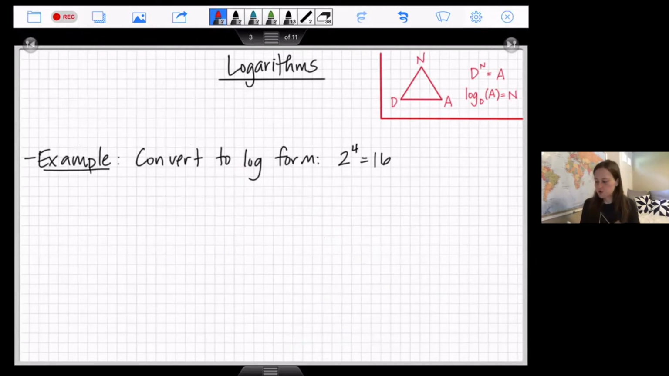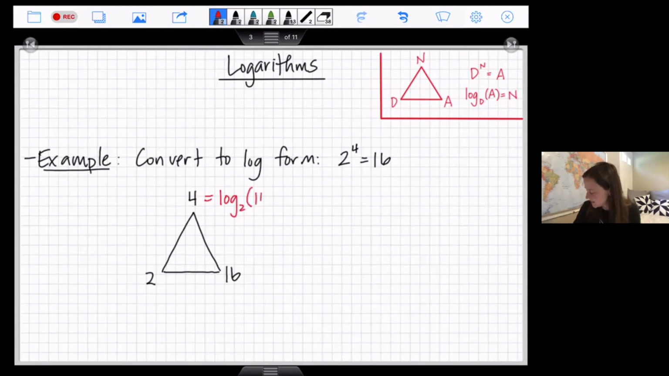I'm going to put that on a triangle. So I draw my triangle and I say 2 to the 4th equals 16. And then we know that the logarithm is the exponent. So I'm going to go up top and I'm going to write the log. The base comes from the bottom left of the triangle. And what's inside the logarithm comes from the bottom right. So that's the 16.